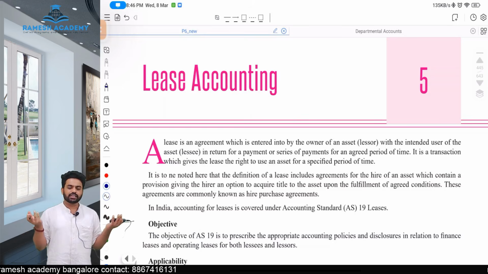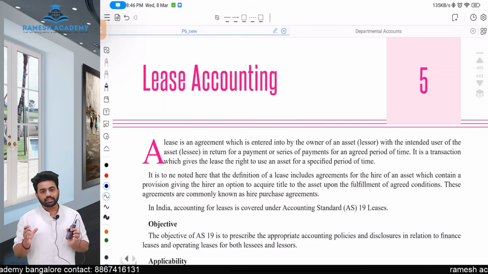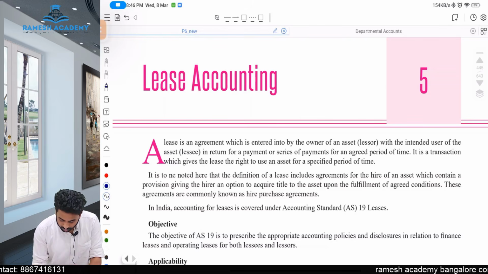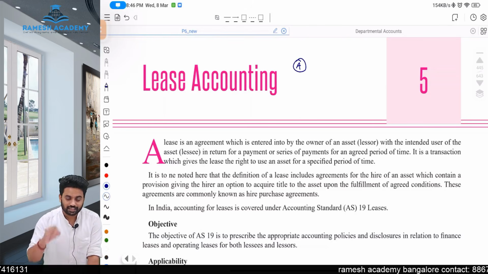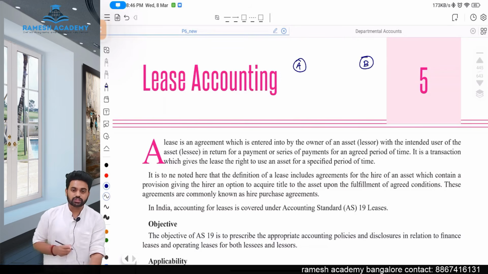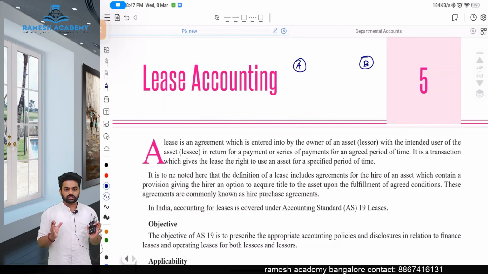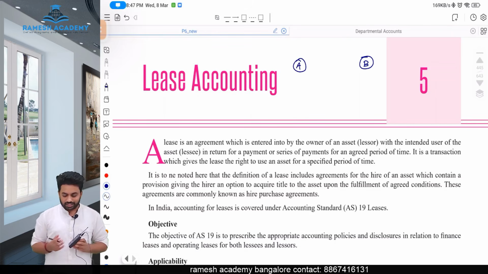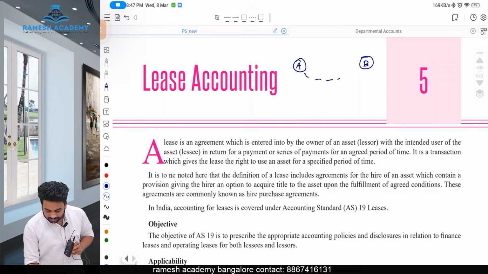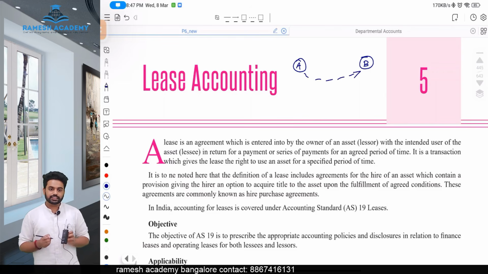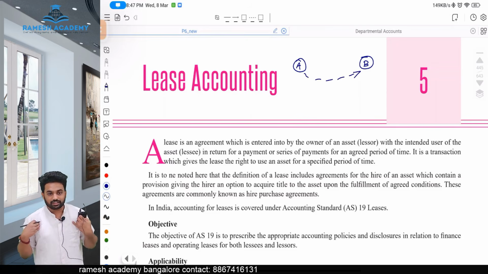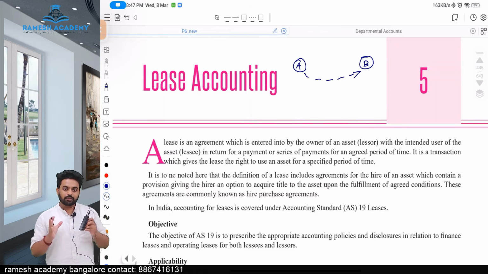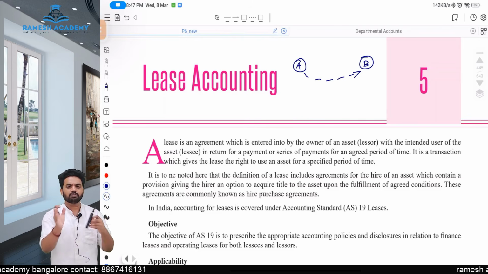Now the other person might not be able to purchase it, so he might ask the person with the asset. For example, there are two people. One is A, who has the asset, and the other is B, who wants to use the asset. B does not have enough resources to purchase it, so he came to A and asked, boss, can you give your asset for usage? A asked, what will I get in return? B told him, you will get payment in return, either monthly payments, yearly payments, or one lump sum payment.